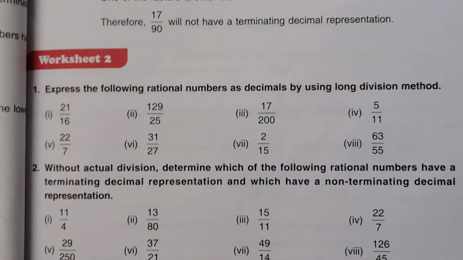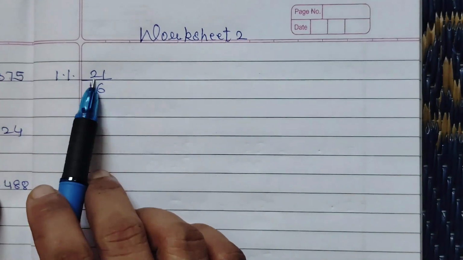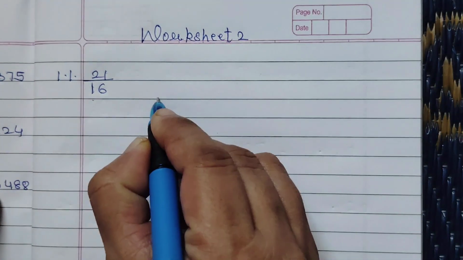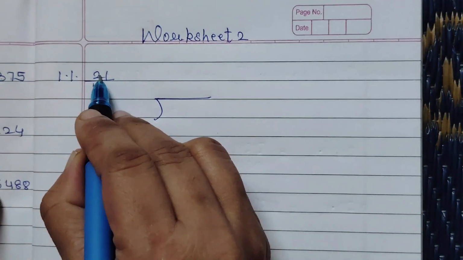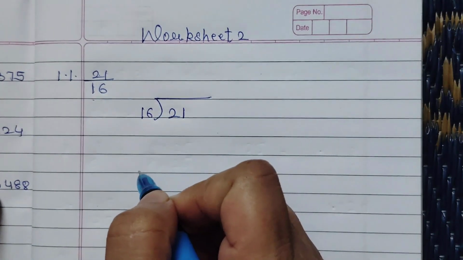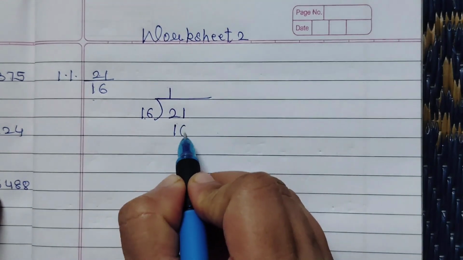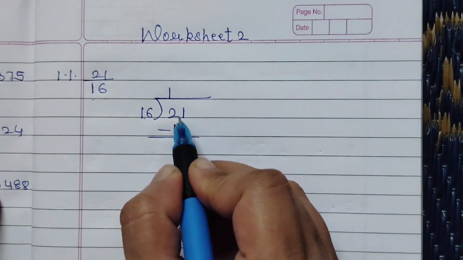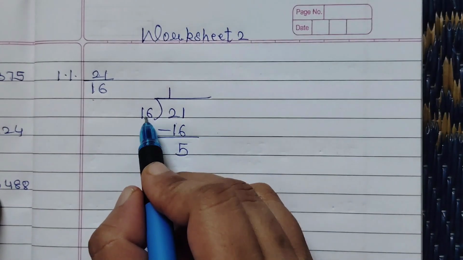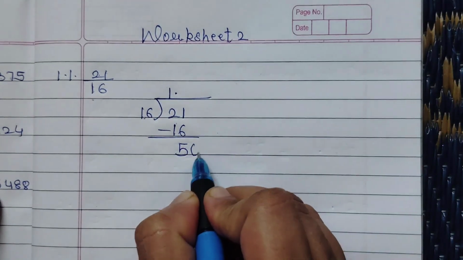So let's start. We wrote the question 21 upon 16. We have to convert this into decimals by using the long division method. The numerator we write inside, and the denominator we write as the divisor. Now 16 ones are 16, so 21 minus 16 is what? 5. Now 5 is smaller than 16, we cannot divide, so we will put a decimal point here, and we get 0 in the quotient.